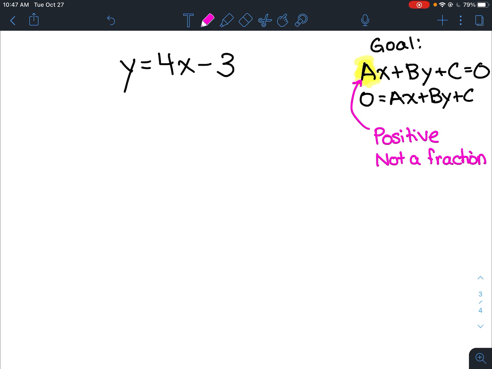Does A have any other rules? I don't think so. Okay, so since I want A to be positive, see how 4x, which 4 is a. See how it's already positive? So I think I'm actually going to leave it on the right. And I'm going to actually just get the y over there.